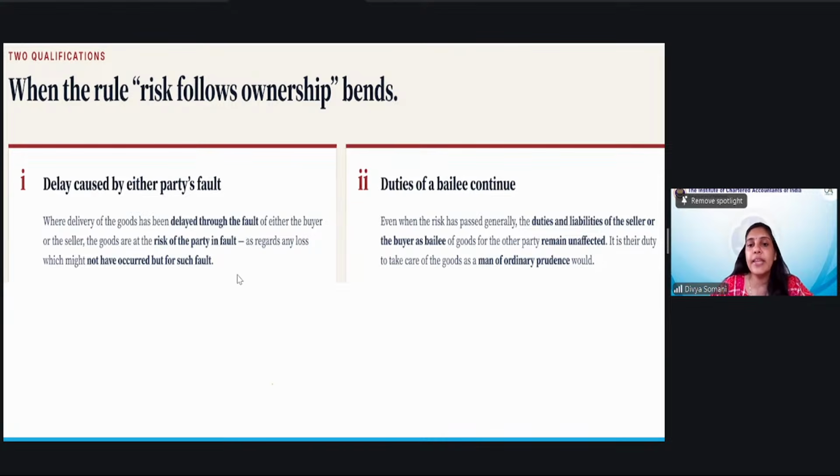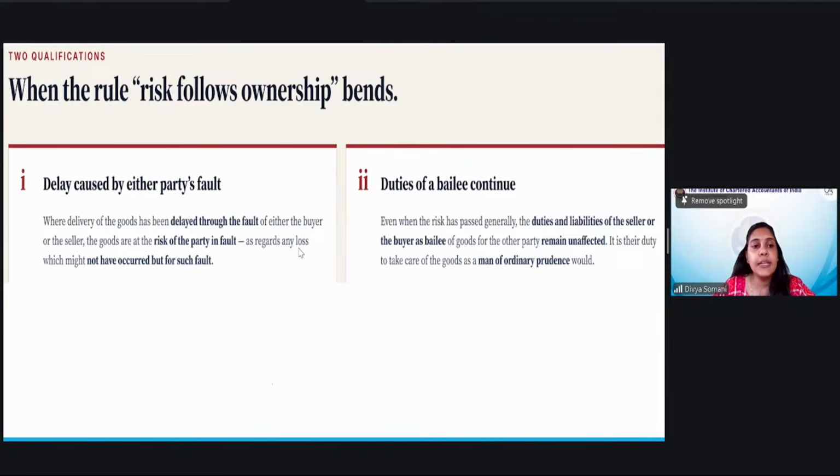So let me first read it out for you, and then we will discuss the example also. Where the delivery of goods has been delayed. It is basically talking about the delivery of the goods which has been delayed because of the fault of either the buyer or the seller. Maybe the buyer is saying, please don't deliver now, deliver it tomorrow or day after, I'm not at home, something like that. Or it may be the other way, that the seller is not delivering within time, he's delaying for any reason. So the goods are at the risk of the party who is in fault. Whatever damage has happened due to the delay, the party who is in default shall bear the loss, irrespective of whether ownership has passed or not.